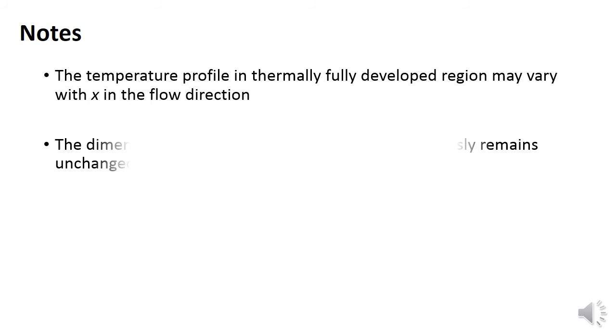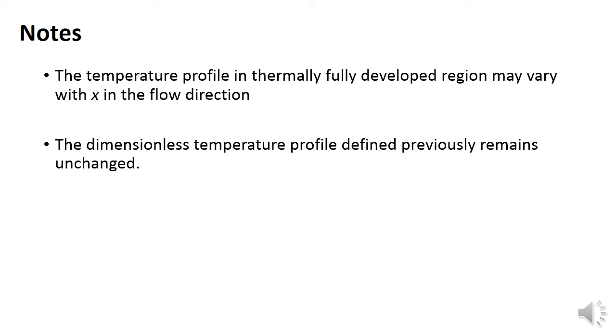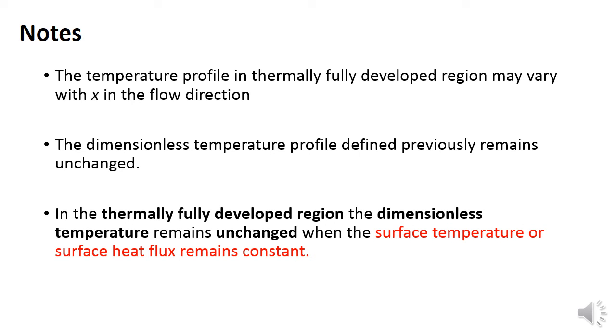Okay, as a note here, the temperature profile in the thermally fully developed region may vary with x in the flow direction, and the dimensionless temperature profile defined previously remains unchanged. So in the thermally fully developed region, the dimensionless temperature remains unchanged when the surface temperature or surface heat flux remains constant. So please take note, in this forced convection for internal flow, we have two boundary conditions, which are constant surface temperature or constant surface heat flux. So please keep this in mind.